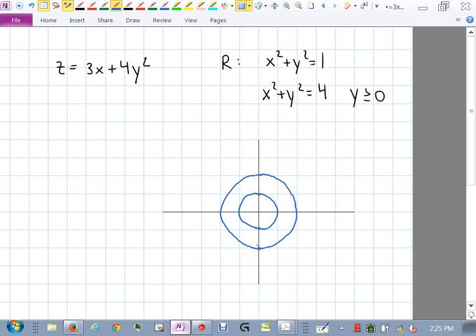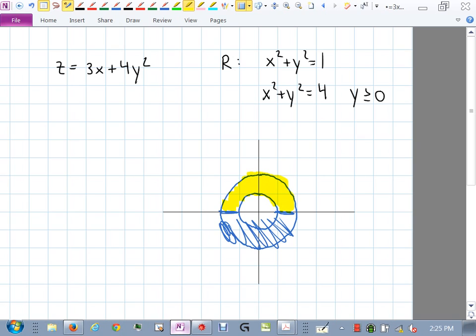So we do have a region, right? But I threw one more condition in here. Y had to be greater than or equal to 0, which means we can't be below the x-axis, which means we want to cut off that bottom piece. So we just want that right there.